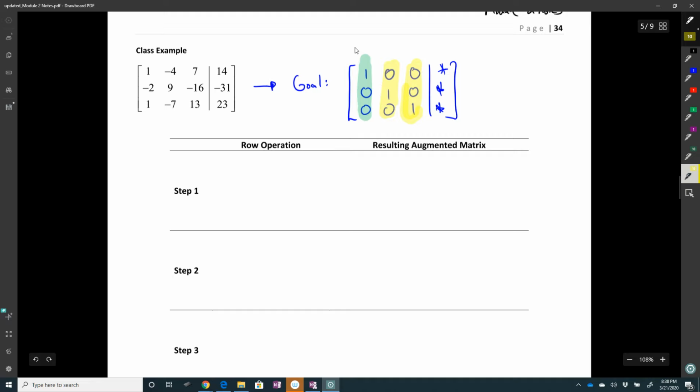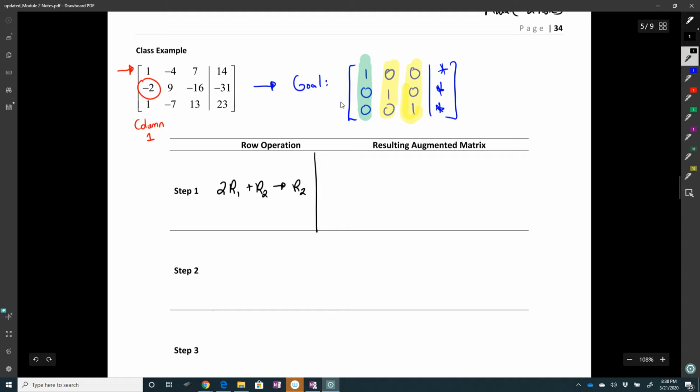So the 1 is already a 1, so you leave it alone. I want to change the negative 2 to a 0. Then I want to change this 1 to a 0. So our first goal here is to change this negative 2 into a 0. And in order to change numbers to zeros, you have to add the opposite number. So I'm in column 1, so I'm going to use row 1 to change it. If I was in column 2, I'd use row 2. If I was in column 3, I'd use row 3. So since I'm in column 1, the opposite of negative 2 is 2, so it's going to be 2 times row 1 plus row 2, and that's going to give me my new row 2.